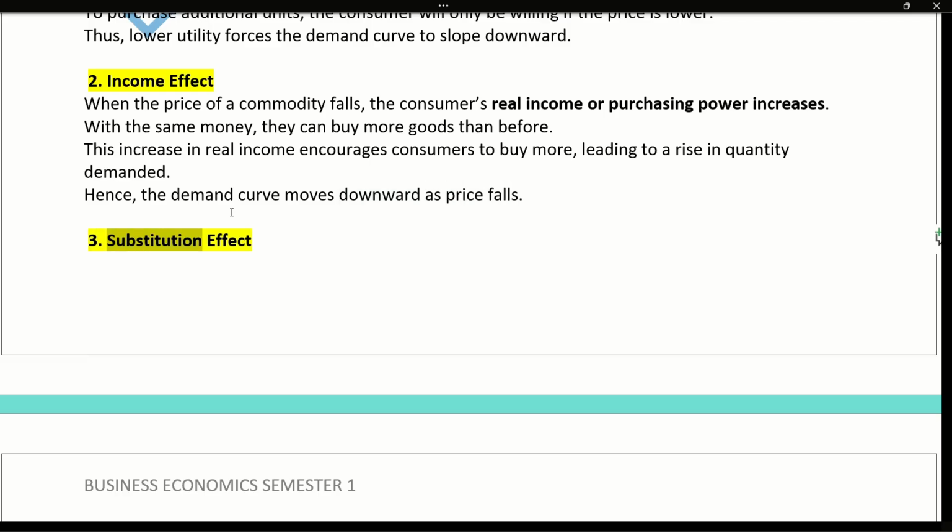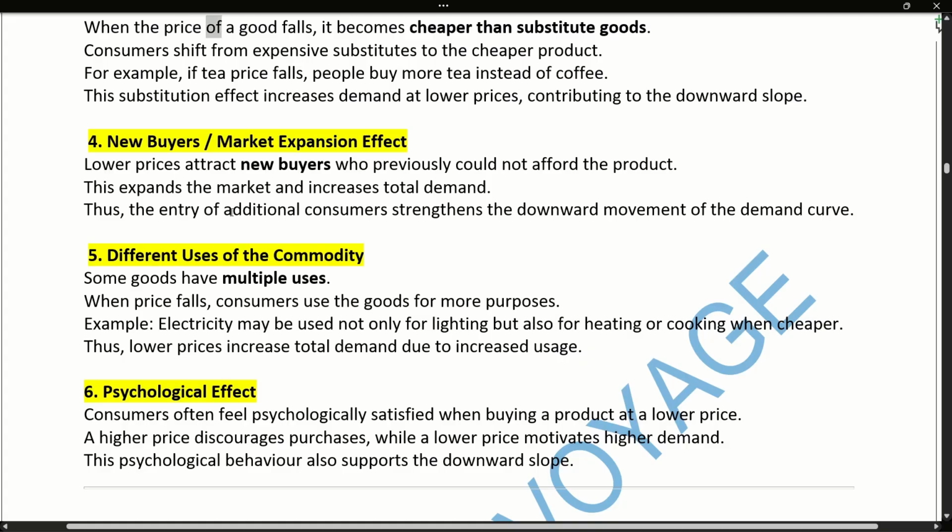3. Substitution effect. When the price of a good falls, it becomes cheaper than substitute goods. Consumers shift from expensive substitutes to the cheaper product. For example, if tea price falls, people buy more tea instead of coffee. This substitution effect increases demand at lower prices, contributing to the downward slope.